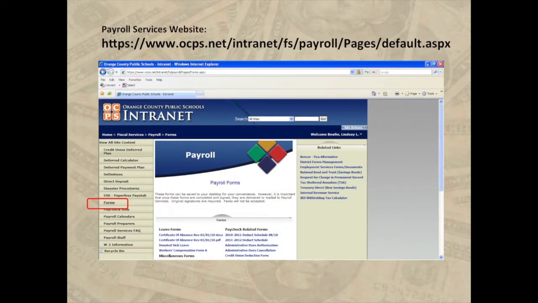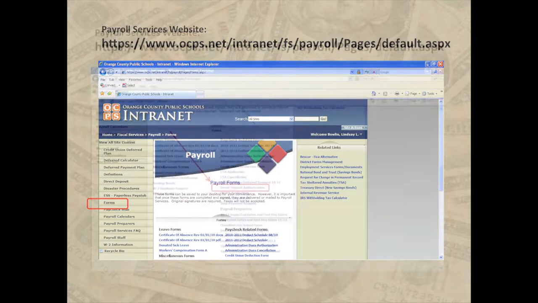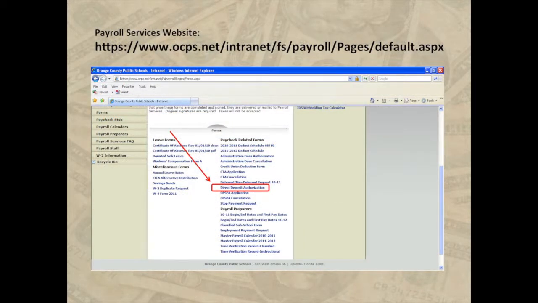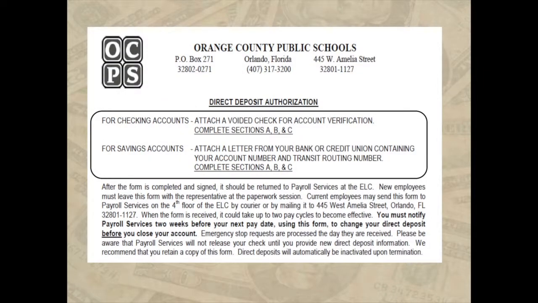The Payroll Services website also has relevant forms pertaining to payroll. Click the Forms link on the left side of the screen and use the scroll bar to scroll to the bottom of the page to locate the Direct Deposit Authorization form. This Direct Deposit Authorization form must be completed by all OCPS employees and provides the district authorization to deposit your biweekly wages into a financial institution of your choice.